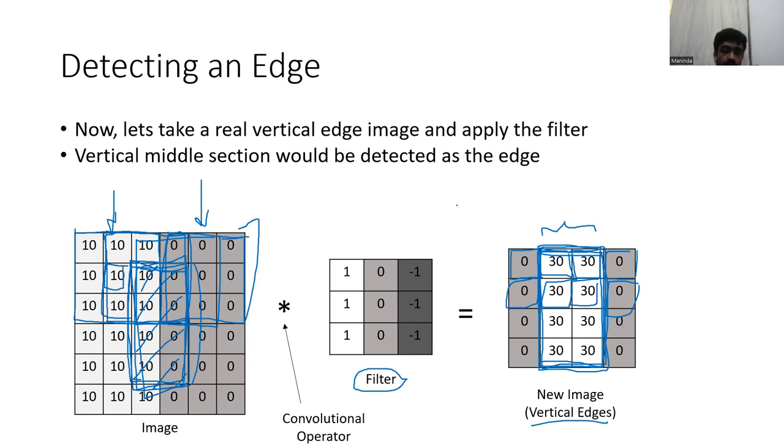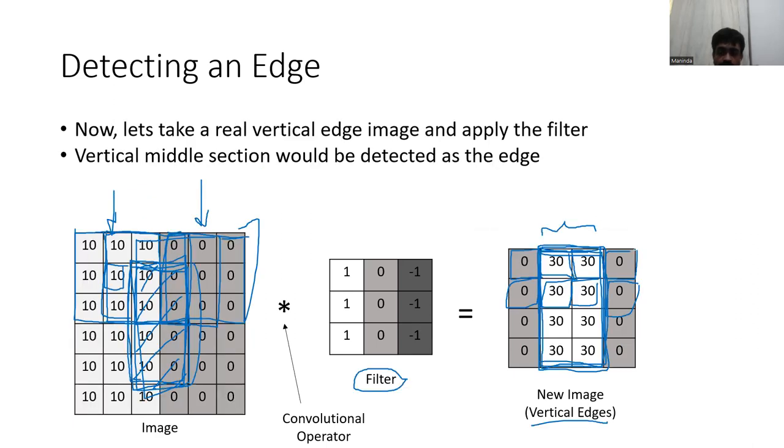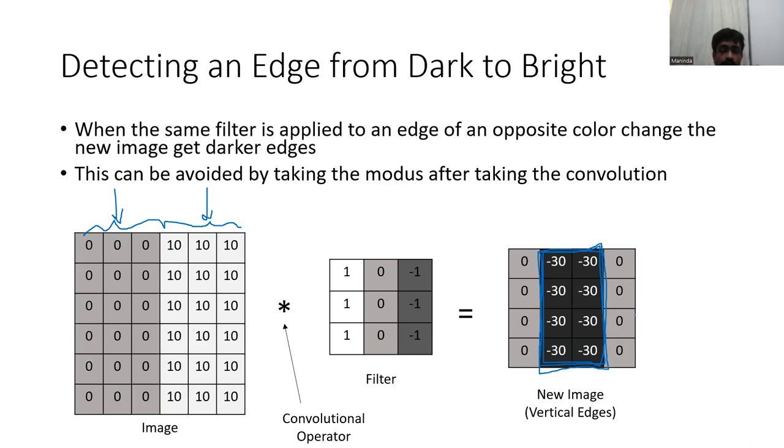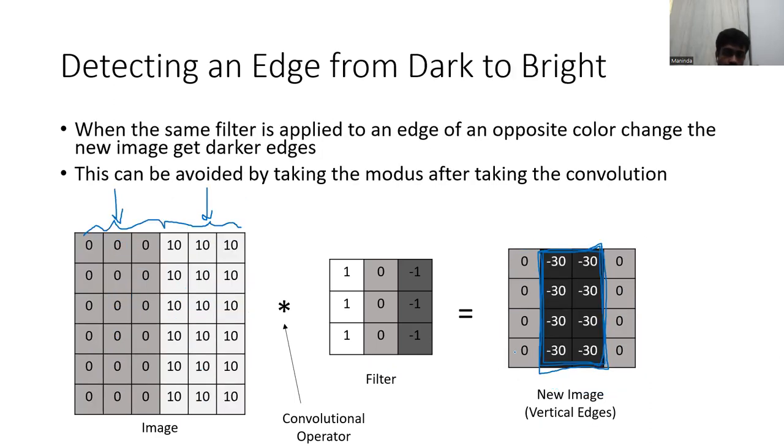So suppose now your image has both gradients, edges. There are gradients from bright to dark and dark to bright. All you want is a bright colored edge image. So instead of taking the negative values, if you apply the modulus operator to all the pixels in this image, then you can get plus 30, plus 30, plus 30, plus 30, which is the same image as this one, right? So what you do is you can apply the modulus operator once you have applied the convolutional operator to get the bright vertical edges, right?